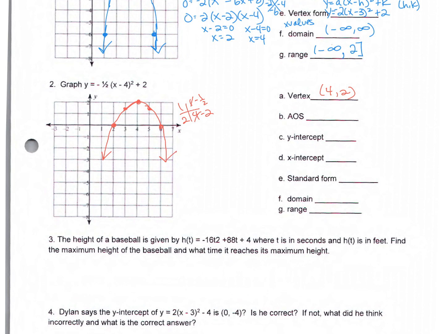My axis of symmetry is that vertical line going down through the middle of my graph. That vertical line is x equals 4. It's just whatever the x coordinate of your vertex is, and it's a vertical line, so it's always going to be an x equals equation.